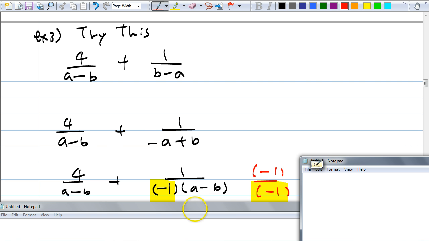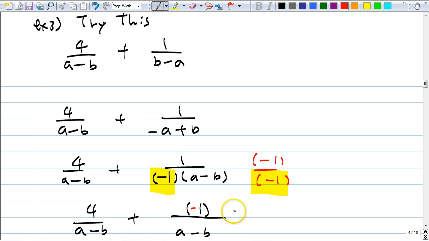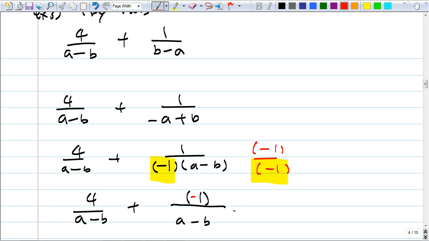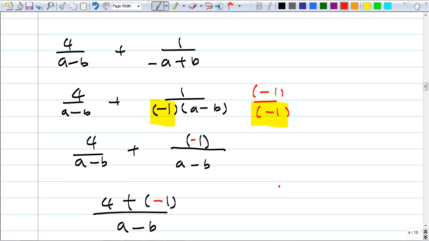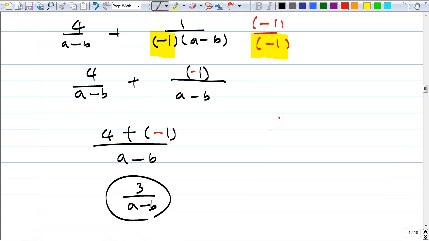But we do get rid of the negative 1 in the denominator, which is what we want. Because when that happens, look, we get a common denominator. The numerator used to be positive, now it's negative, because it's negative 1 times positive 1. And when we add them together, what do we get here? Oh, I got 3 over a minus b. Correct, because it's 4 plus negative 1, 3 over a minus b. How many people got 3 over a minus b now?